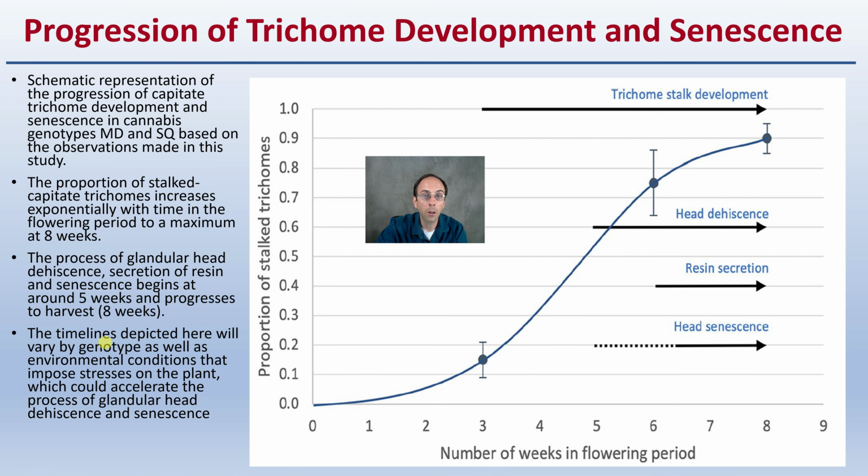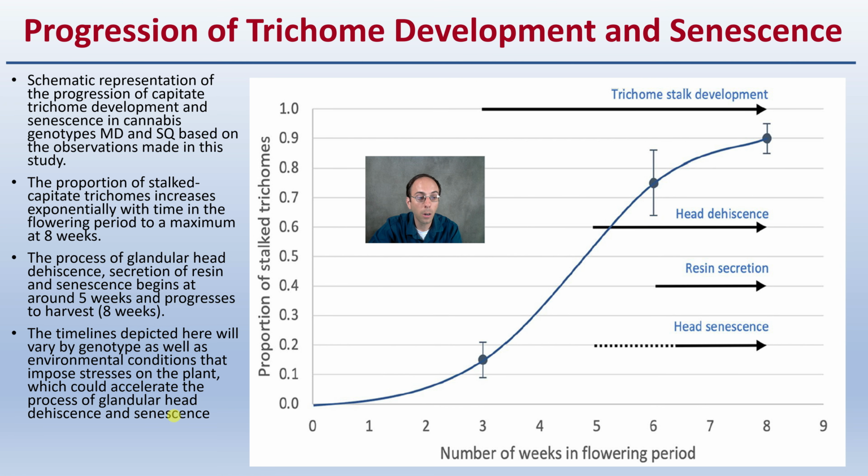And these are looking at our genotypes again for Moby Dick and Space Queen. The proportion of the stalk trichome increases exponentially with time in the flowering period, and it maximizes around 8 weeks. But we do see that exponential increase with that kind of peak occurring right around week 8. The process of glandular head secretion of resins and senescence begins around week 5, again here, and progresses to week 8. So it's kind of like that last part of that curve.